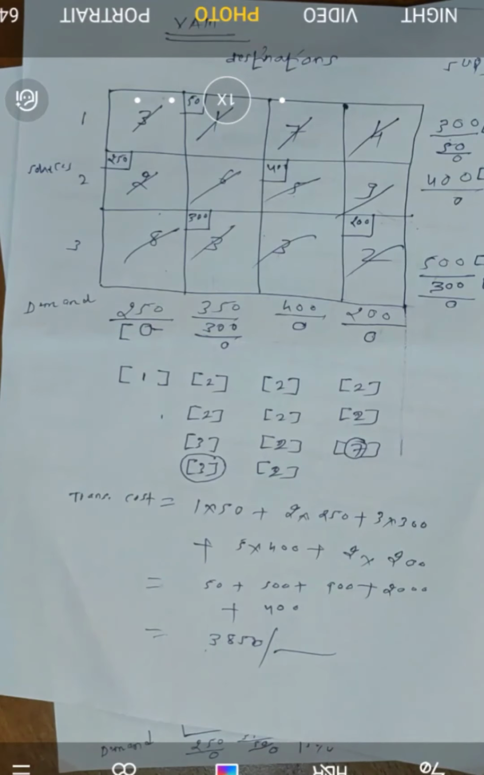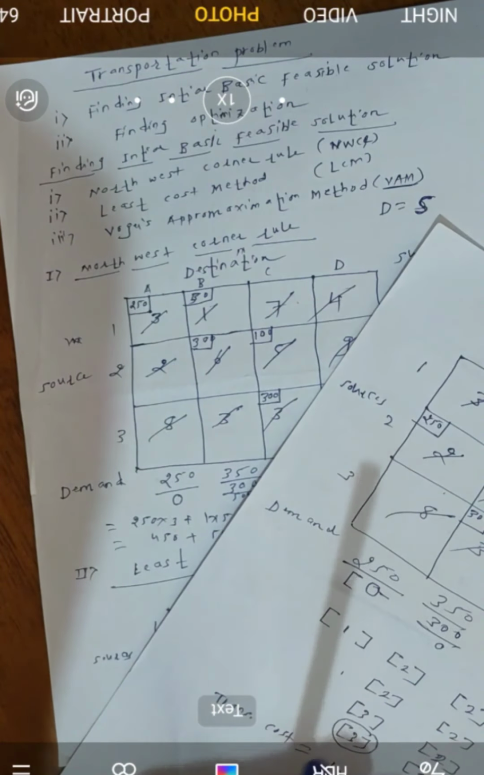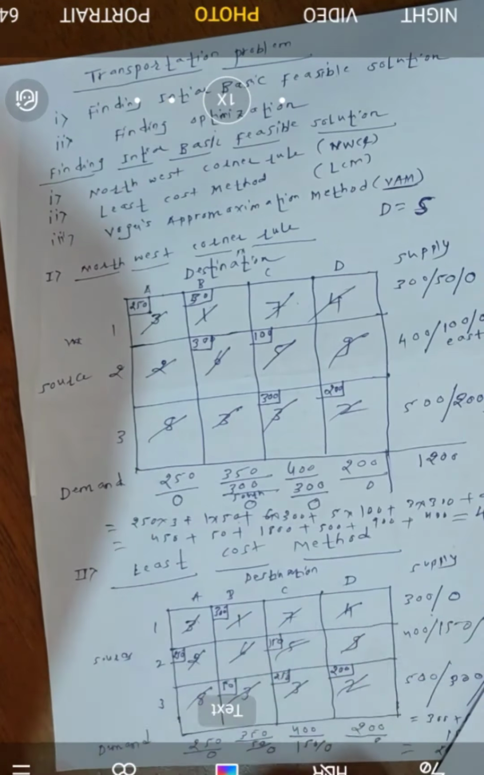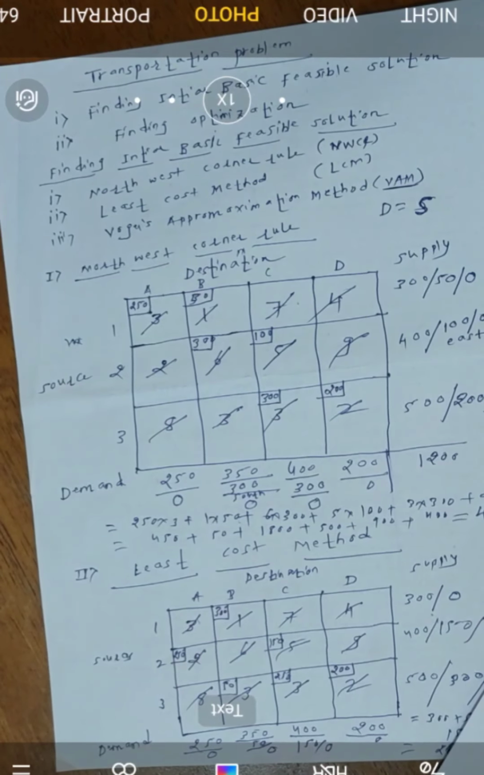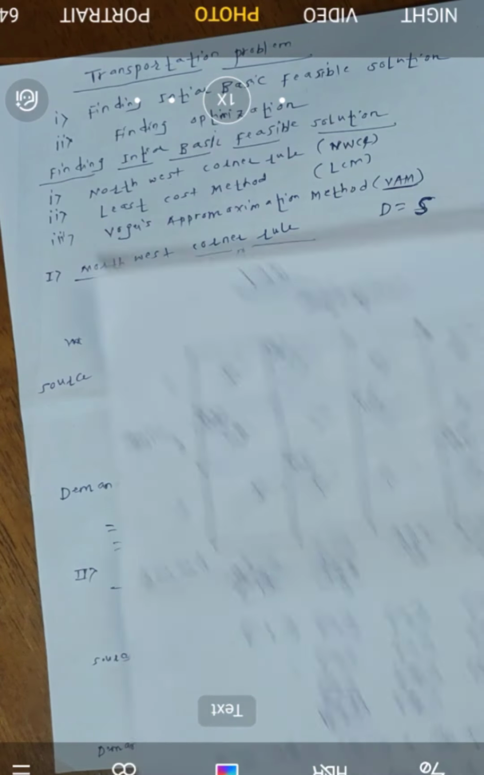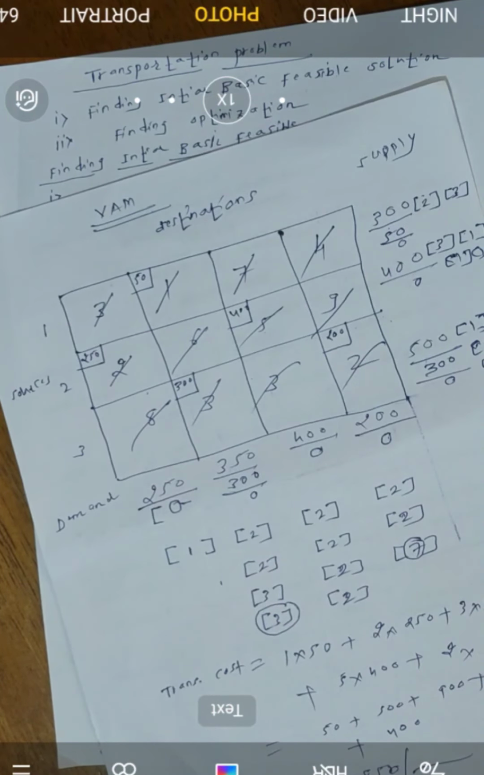Understood how to make allocation by using this method? So these three methods are very important as far as your exam is concerned. Northwest corner rule, least cost method, Vogel's approximation method. These are the three methods which are used to find the initial basic feasible solution.